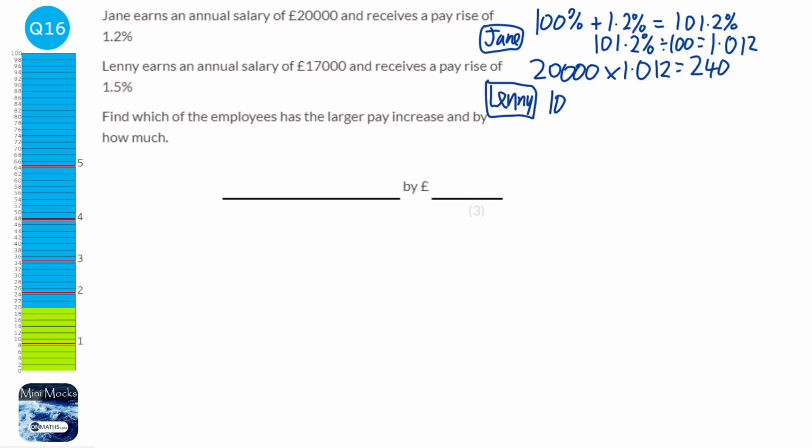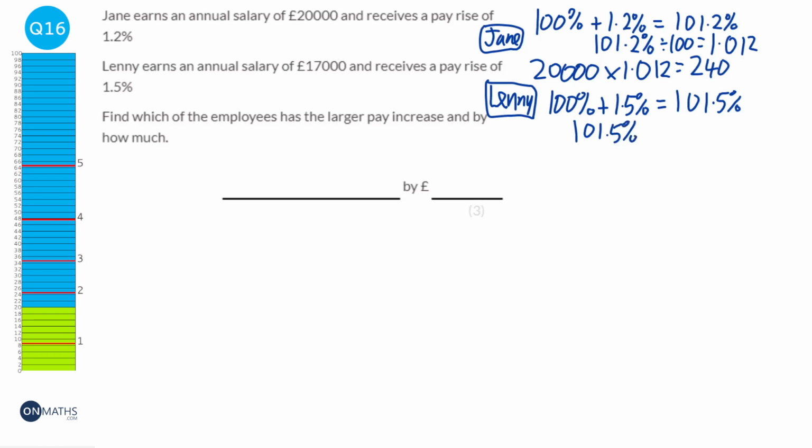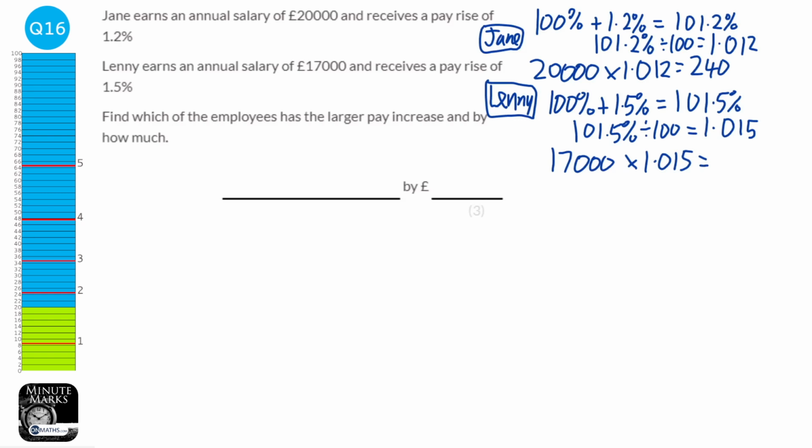And so that's 100% plus the 1.5% will be 101.5%. Make that a multiplier, 101.5%. We divide that by 100, which gives us 1.015, and then finally we take the 17,000 times it by the multiplier, and when we do that we get 255. So Lenny has 255, Jane has 240.